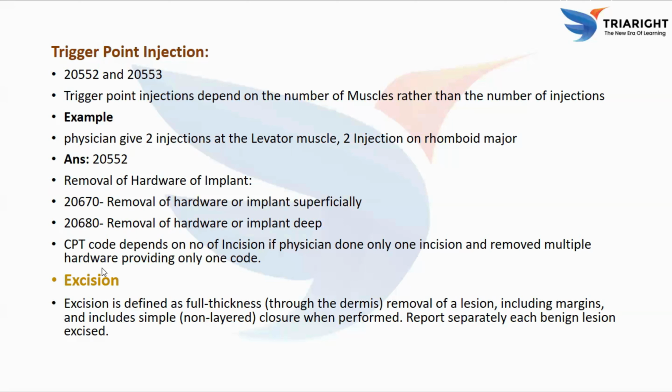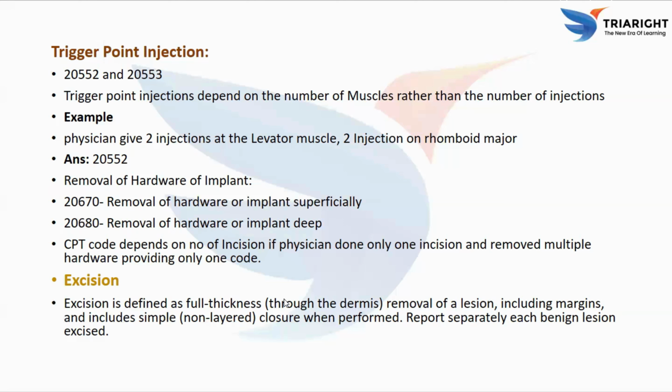So for example, there is one incision and multiple screws are removed through that single incision. You have to report only one CPT code. So one incision is one code. If separate incisions are made at different sites, CPT may allow multiple codes. You have to check the bundling rules. Imaging guidance is usually included unless stated otherwise.